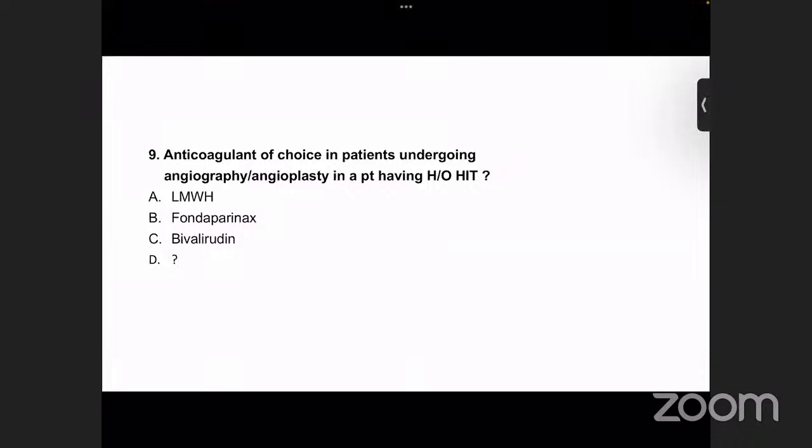Anticoagulation of choice: here the answer is bivalirudin. Fondaparinux and bivalirudin are a close call between these two. The problem is in angiography and angioplasty, where you have to place a stent. Stent thrombosis is more when you use fondaparinux. There are RCT trials proving that. So here the best bet would be bivalirudin. Probably this is a complex or close-call question, so the answer is bivalirudin.